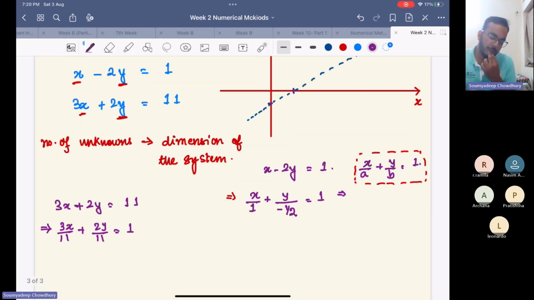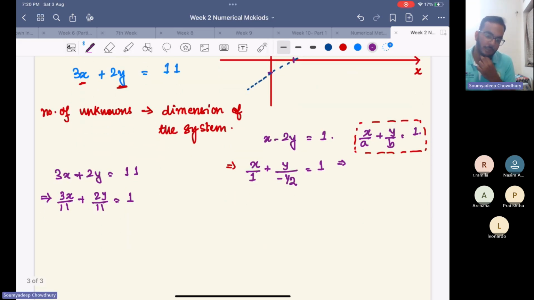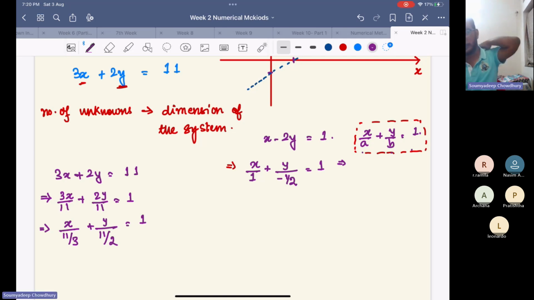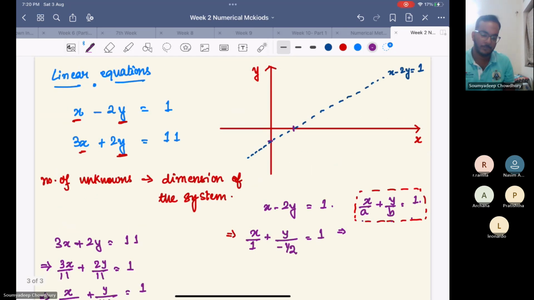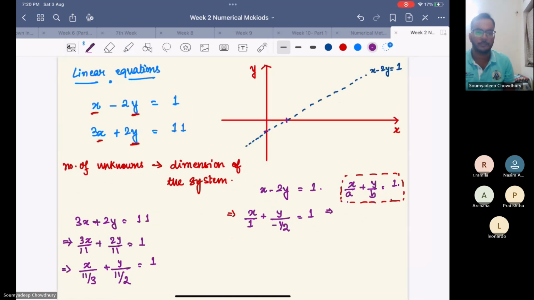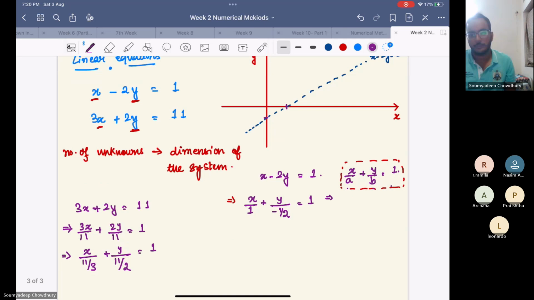We are dividing both sides by 11. So our aim is to make the equation in this form, x by a plus y by b equals 1. So now we have 3x by 11, right? So we can write like this. Is this representation clear? Any doubts, anyone?